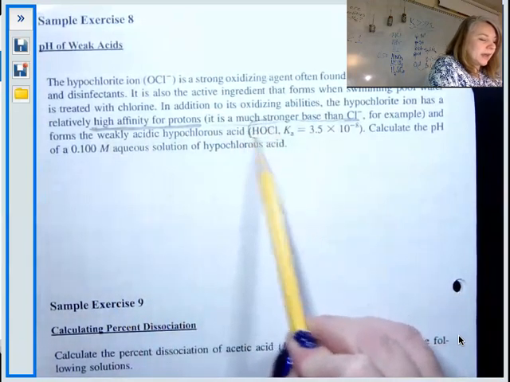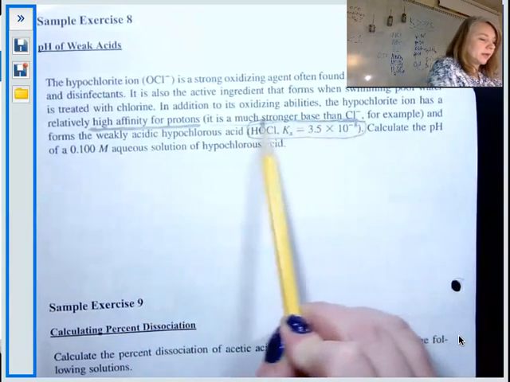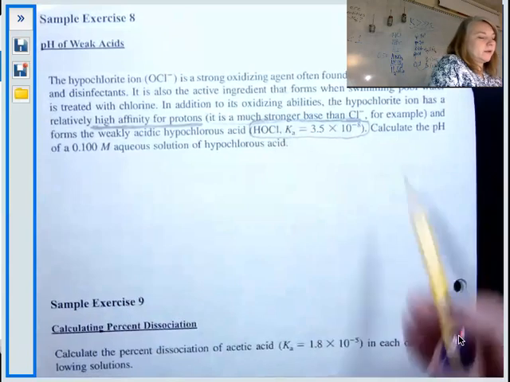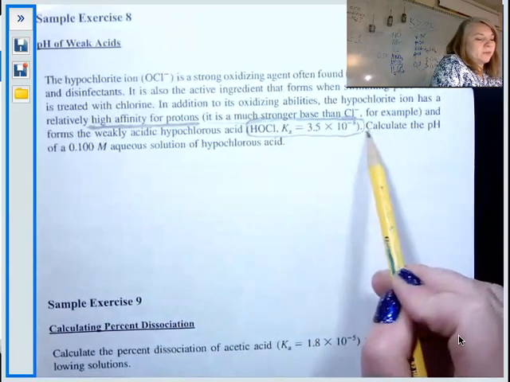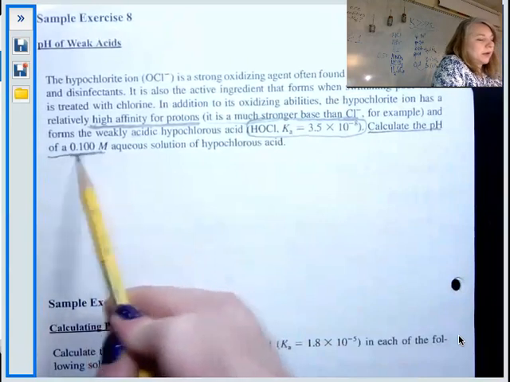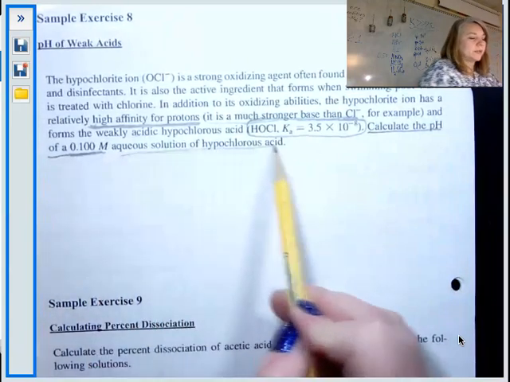So they give us a Ka value right here. They told us all that other information, great to know, but right now we're looking at what the problem is. What are we trying to figure out? Calculate the pH of a 0.1 molar aqueous solution of hypochlorous acid.